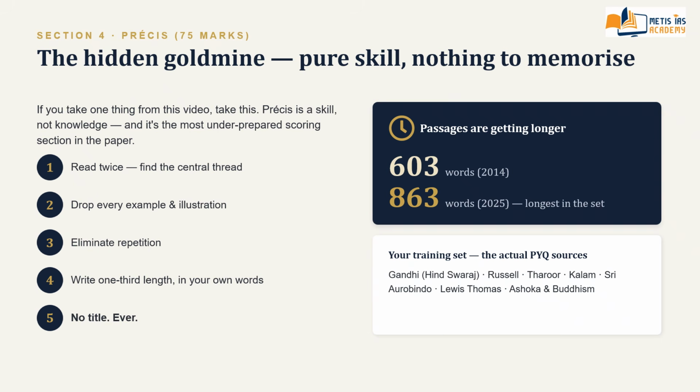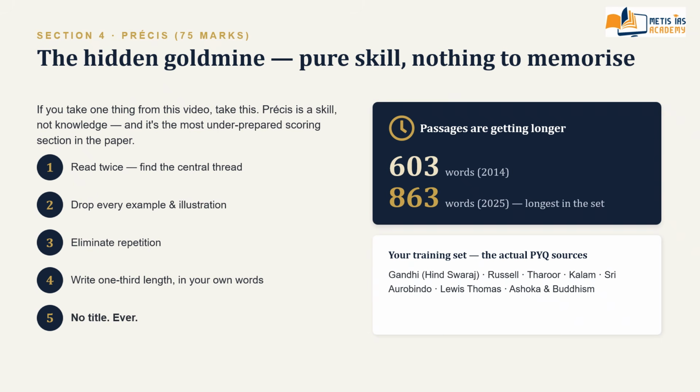Why is this a gold mine? Because Précis is a pure skill, not knowledge. There is nothing to memorize in it. It's mechanical once you learn the method. Read it twice, identify the central thread, drop all examples and illustrations. Eliminate repetition. Write one third the length in your own words.